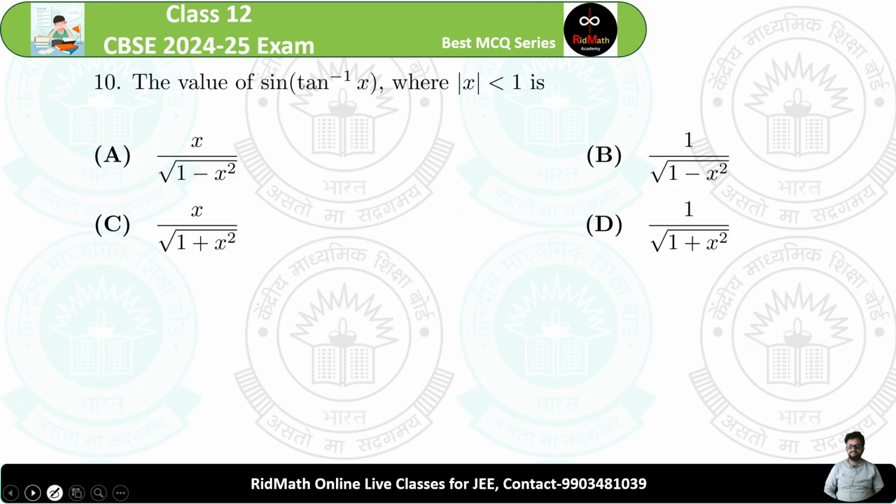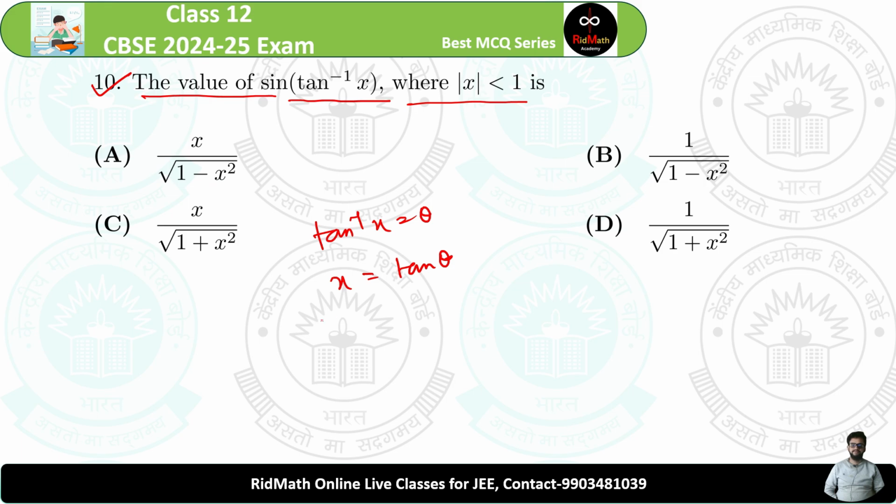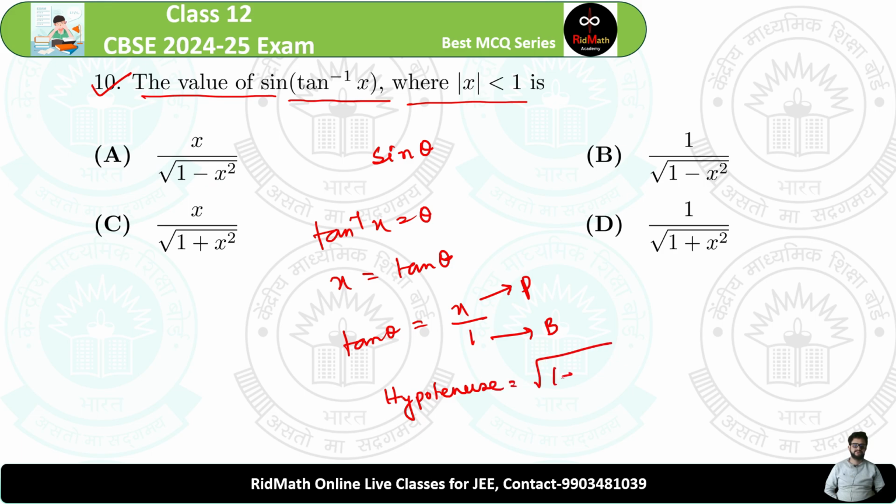Okay. Next problem. Problem number 10. The value of sine tan inverse x, where mod x is less than 1. So let tan inverse x equal to theta. That means x equal to tan theta. So we have to find sine theta, because theta equal to tan inverse x, that means sine tan inverse x equal to sine theta. So tan theta is equal to x by 1, that means this is perpendicular and this is base. What is hypotenuse? Hypotenuse is root over 1 plus x square. That means what is sine theta? Sine theta is equal to perpendicular, that means x divided by root over 1 plus x square. So C option is correct, x by root over 1 plus x square. Okay. Next problem.